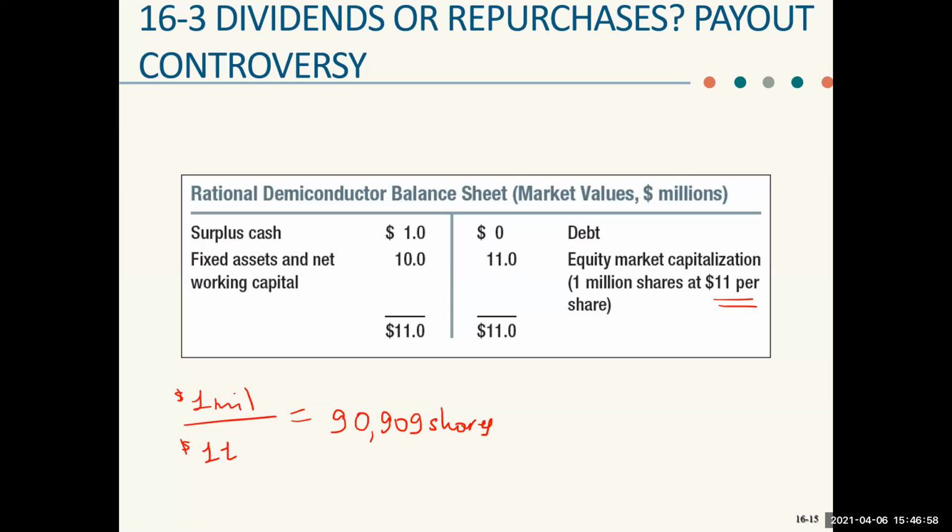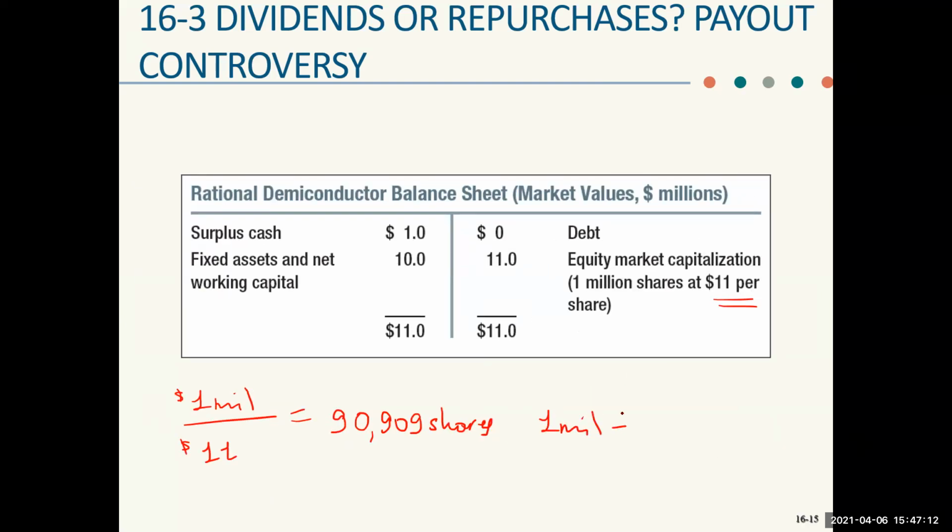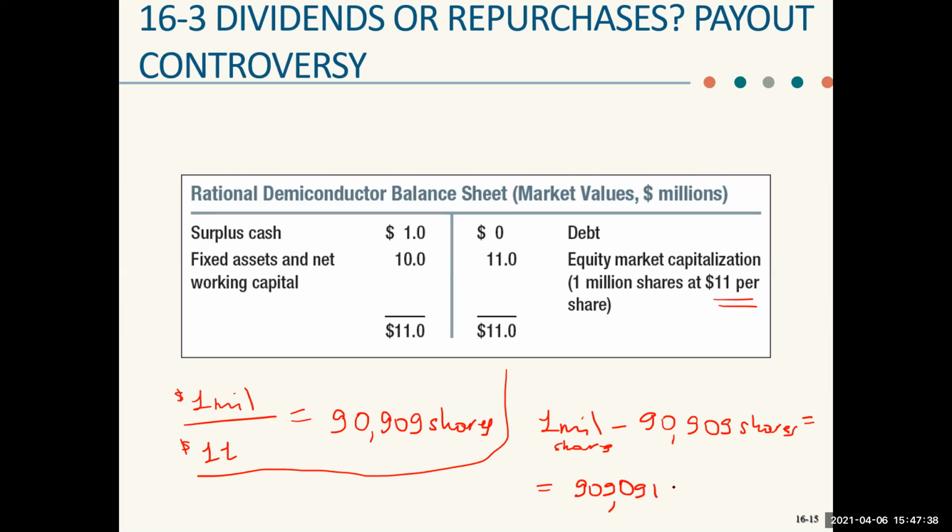Let's say we're looking into the effect of the dividend and share repurchase on the value of the shareholders, on the wealth of the shareholders. So what happens is that now the shares in the hands will be this much less. That means 1 million minus this. How much is that? 90,909. And that is 909,091 shares. Now the company shares in the hands is this much. Yes, you can call it special dividend.